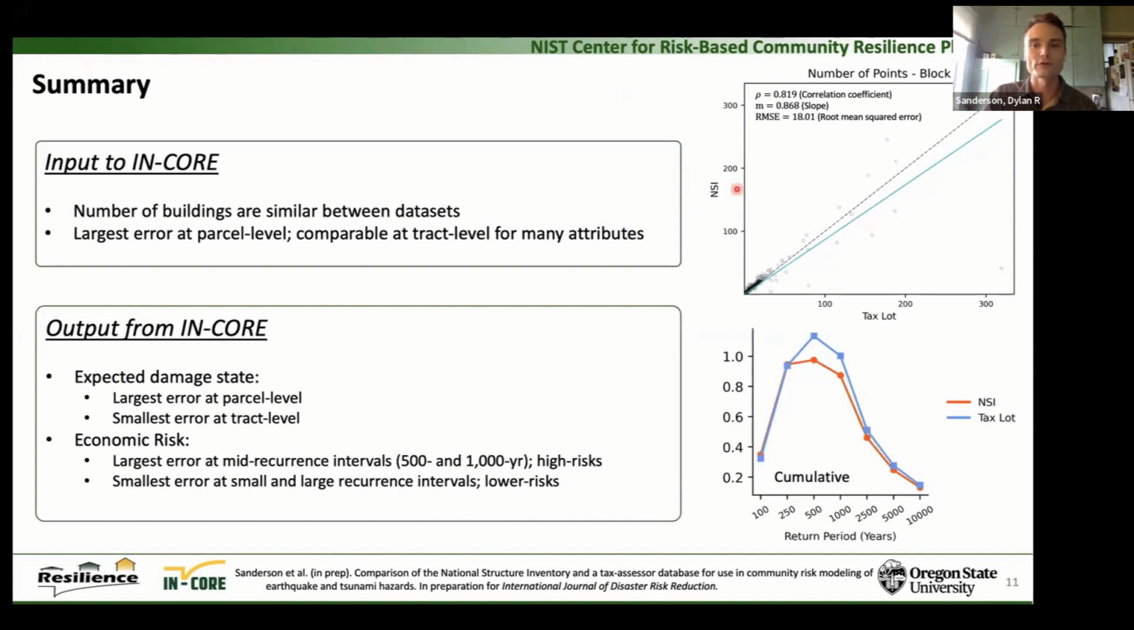So, a quick summary of this stuff. As input to NCore, the number of buildings between these data sets is pretty similar. There's the largest error at the parcel level, and then the smallest error at the tract level for many of these attributes. And then on the output side, again we see that same spatial difference, where we have large error at the parcel level, small error at the tract level. And then for the economic risk, a lot of the largest difference between these is for the high risk events, where we have both large losses and high probabilities of occurring.